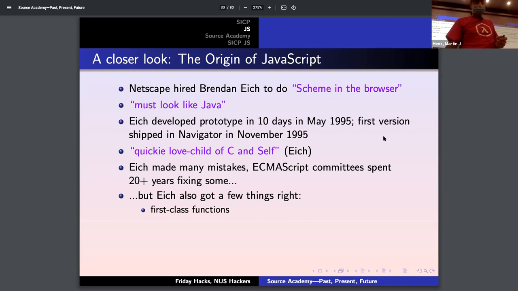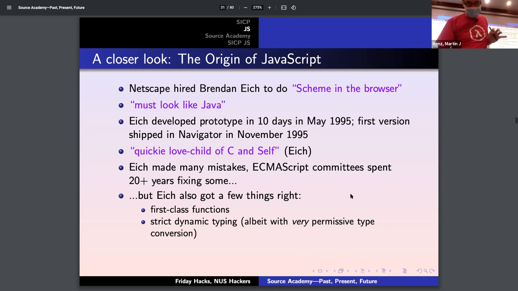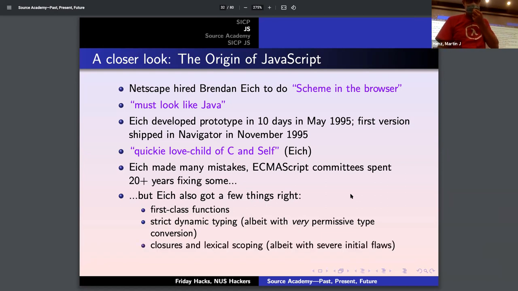He made sure that the language has first-class functions right from the start, lexically scoped, and also dynamic typing. I call it strict dynamic typing, but basically the dynamic typing that he inherited from Lisp and from Scheme. The type system that he developed for this dynamic typing, unfortunately, ended up quite baroque and hard to understand. So that was a result of this fast development.